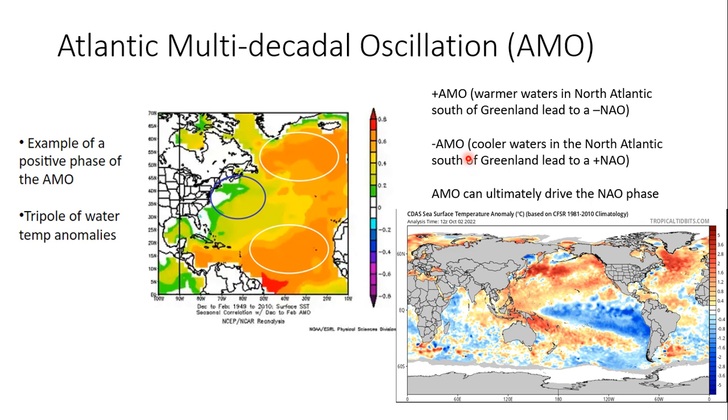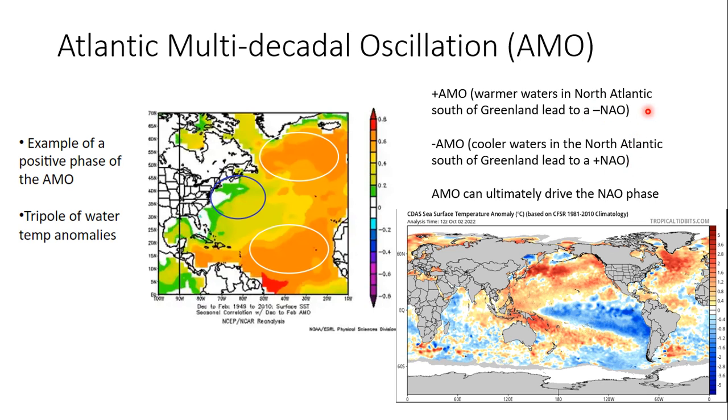A negative AMO, on the other hand, would feature colder than normal water here, warmer than normal water here, and cooler than normal water here. So just kind of be the reverse of what I showed you for a positive phase AMO. A negative AMO would be cooler waters in the North Atlantic, south of Greenland, which would lead to a positive NAO. I will give you a little hint before we get to the NAO topic here in a minute.